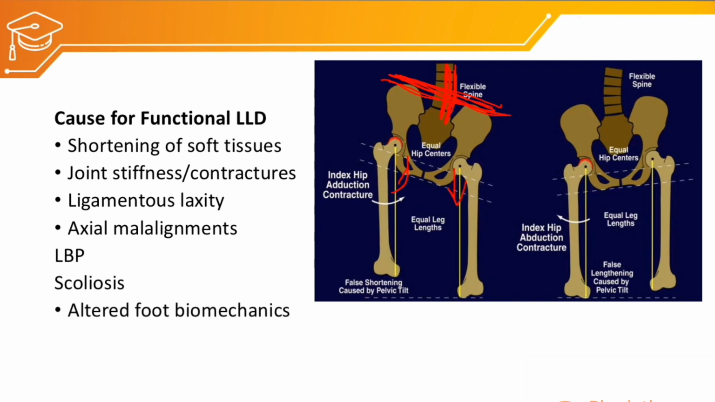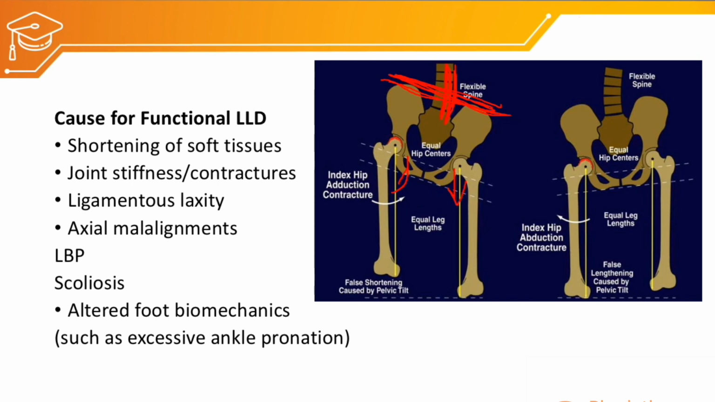Another cause for functional limb length discrepancy could be altered foot biomechanics, such as excessive ankle pronation. So these were some of the causes for functional limb length discrepancies and true limb length discrepancies. So I hope you understood clearly what the causes are for functional limb length discrepancy and true limb length discrepancies.